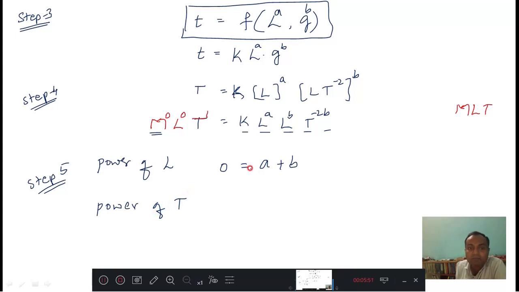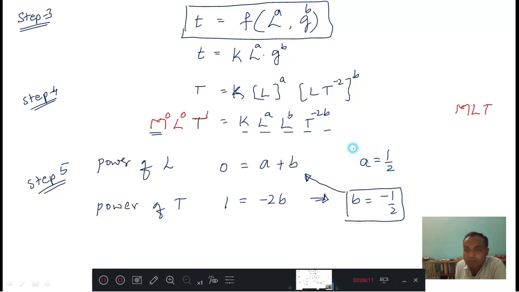Now I will come to the power of t. Power of t here in LHS side 1 is there, and in RHS side t is minus 2b. From this I can write b is equal to minus 1 by 2. I got a value of b equal to minus 1 by 2. This b equal to minus 1 by 2 I will substitute here, then I will get a equal to plus 1 by 2, right? Now we got a and b.